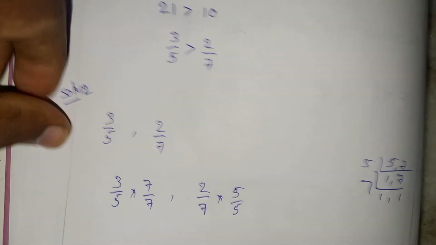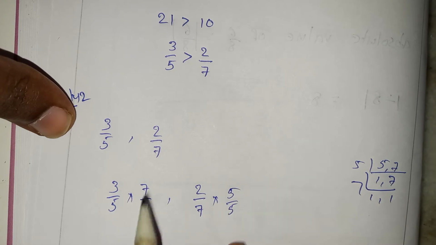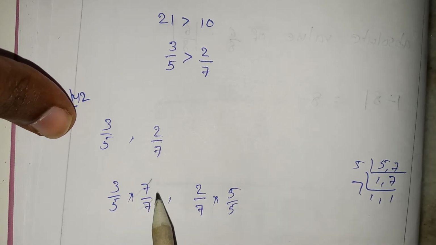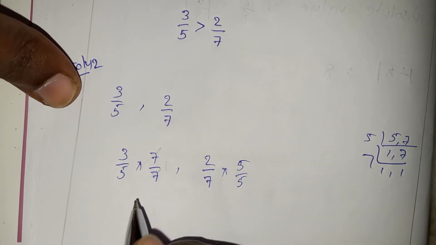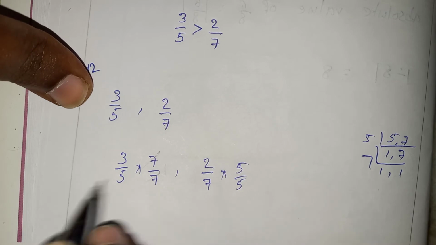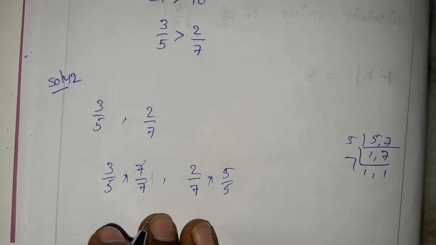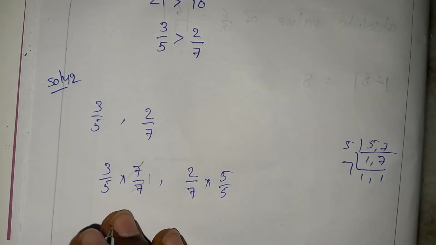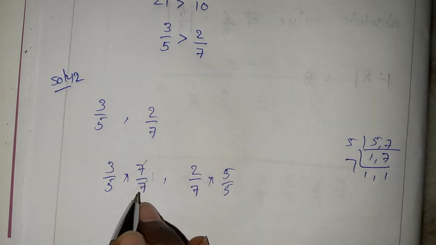Why am I multiplying like this? If we multiply like this, will the value change? No. If I cancel 7 and 7, it will be 1. 3 by 5 into 1 is 3 by 5 only. Okay. So if you multiply numbers like this, you will not get any problem. Just we are equalising the denominator value. Okay. 7 3s are 21. Don't cancel this here, ma.